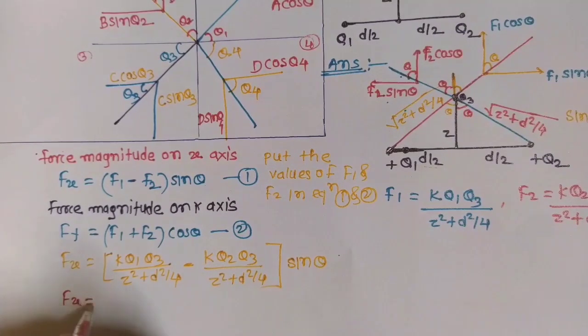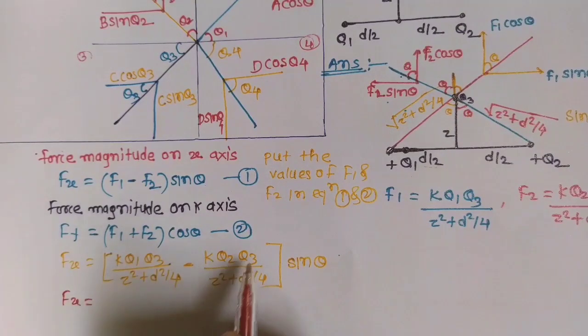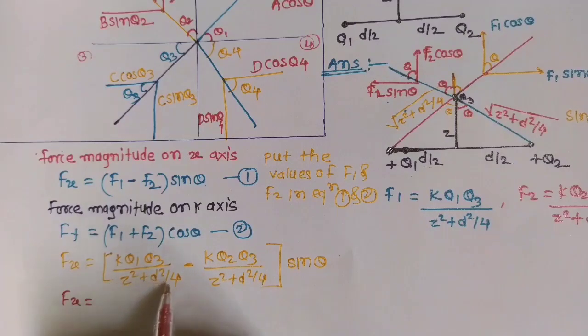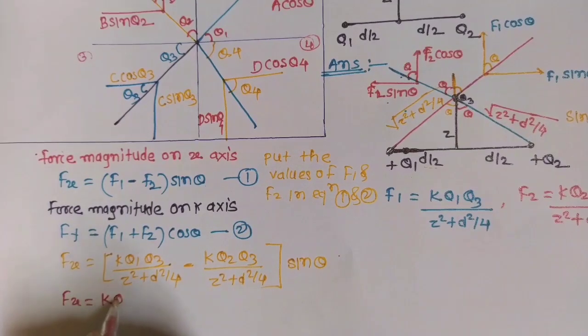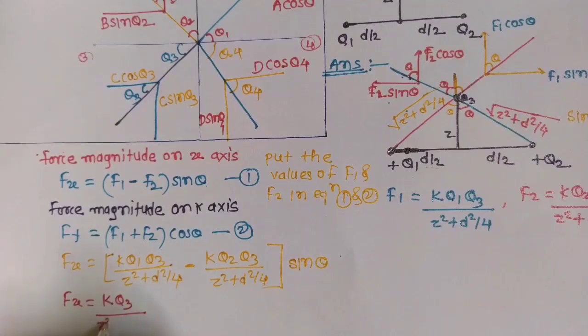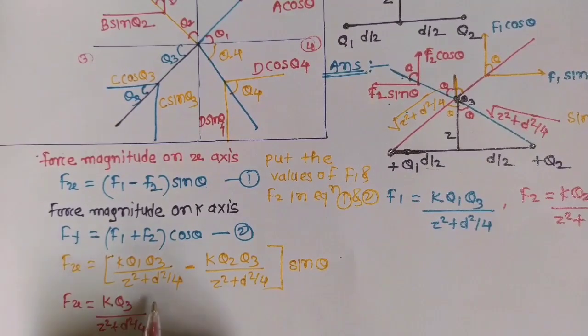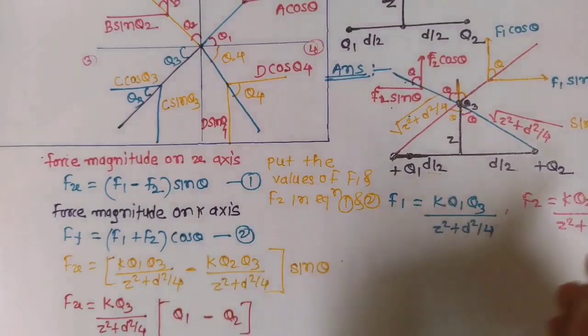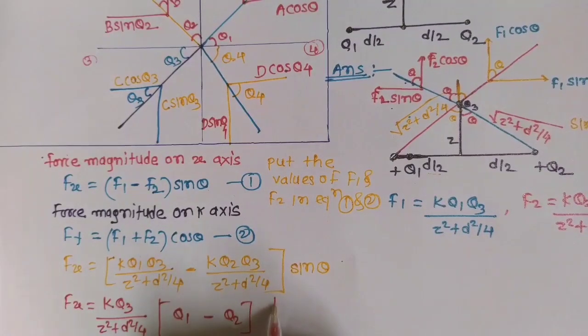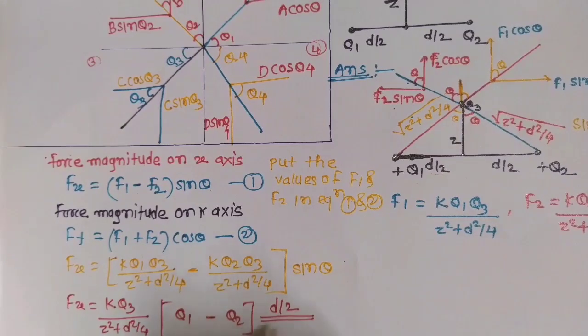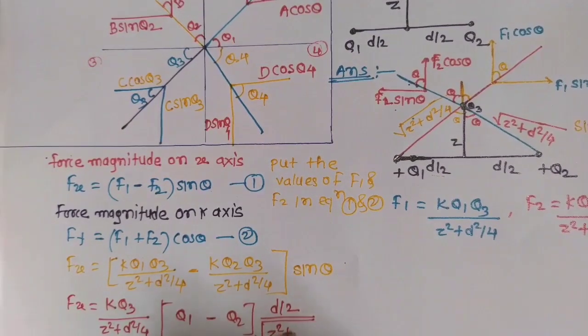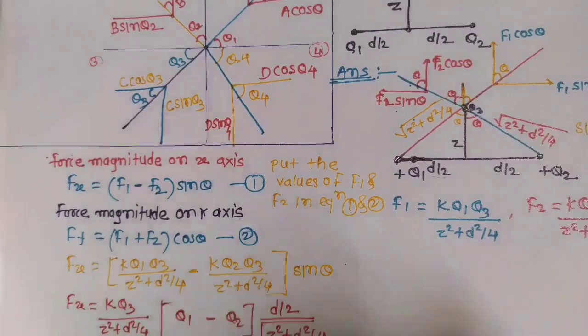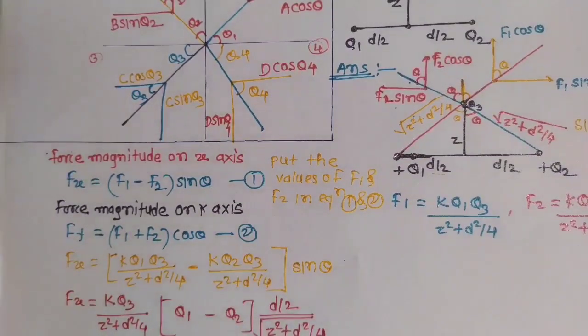This fx is equal to, it is common in these two terms, k q3 upon z square plus d square by 4 in the denominator. So we have taken this common, remaining (q1 minus q2) into sin theta. We have to put the value of sin theta here, d by 2 upon under root z square plus d square by 4. So this is fx.